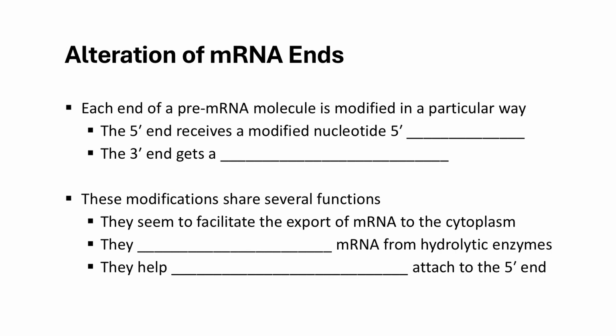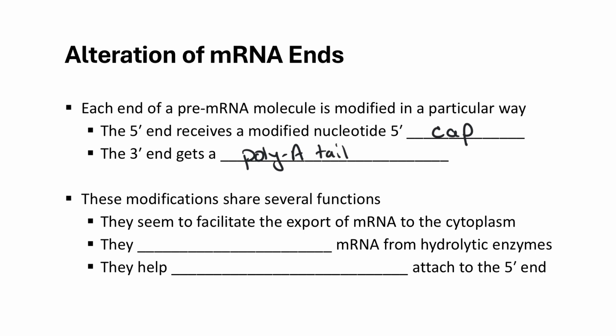In eukaryotic cells, there is alteration of those mRNA ends. Each end of the pre-mRNA molecule is going to be modified in a particular way. The 5' end is going to receive a modified nucleotide 5' cap, and the 3' end is going to get what is called a poly A tail.